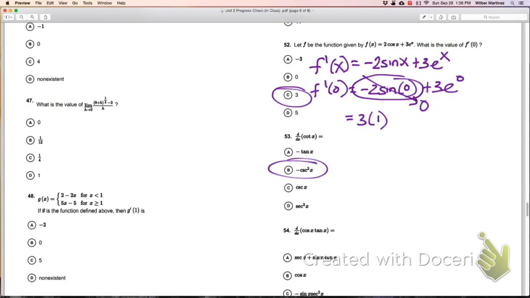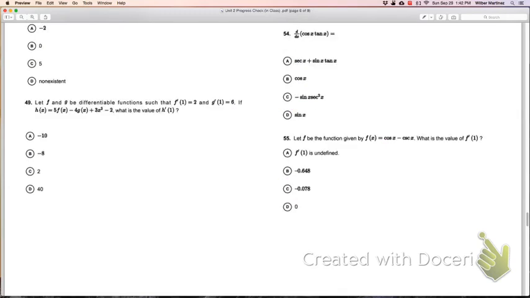For this next one, we do have to use the product rule because we're multiplying together two things that have x's in them. Cosine of x times tangent of x. So u would be the first function, which is cosine of x, and v would be the second function, which is tangent of x. U prime, the derivative of cosine, is negative sine of x, and v prime, the derivative of tangent, is secant squared of x.